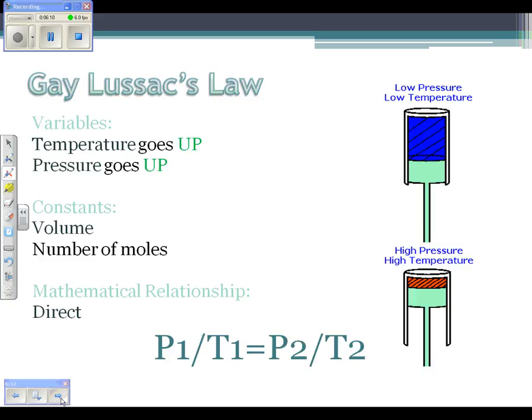Gay-Lussac's law states that the pressure of a gas is directly proportional to the Kelvin temperature if the volume remains constant. As temperature goes up, pressure goes up, and as temperature goes down, pressure also goes down. The mathematical relationship between temperature and pressure is direct. The law is represented by the equation P1 over T1 equals P2 over T2.